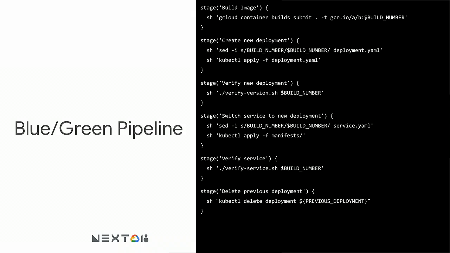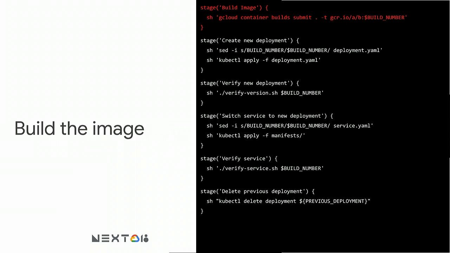All right, so we haven't talked about Jenkins there. What would this look like in a pipeline? Well, first, we would want to build an image, get an artifact out there.